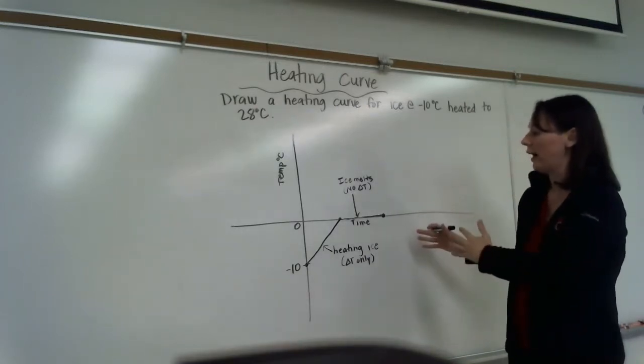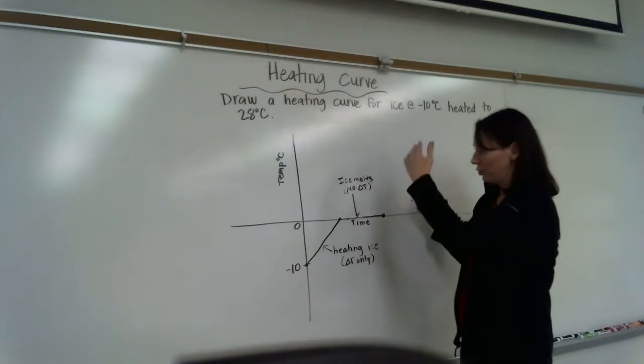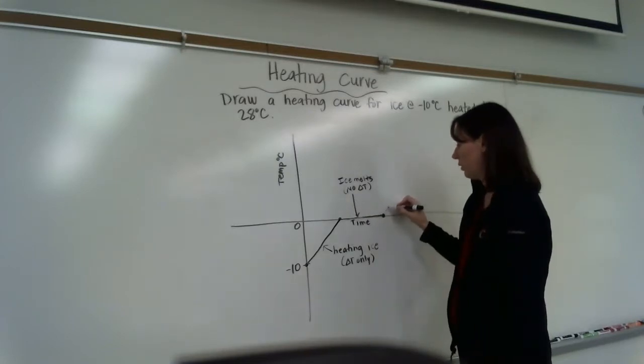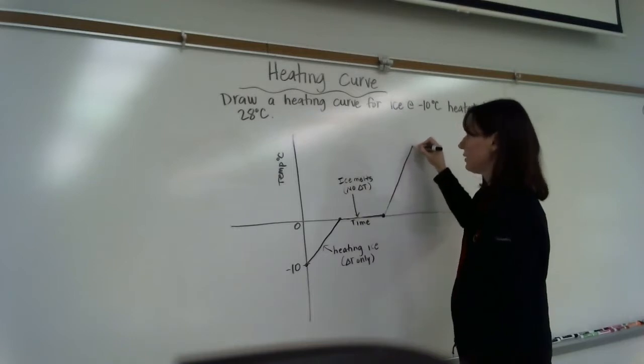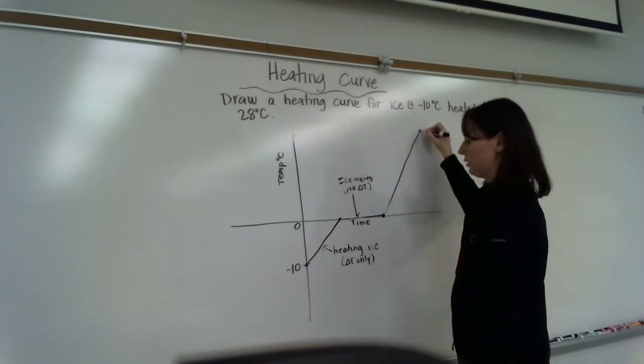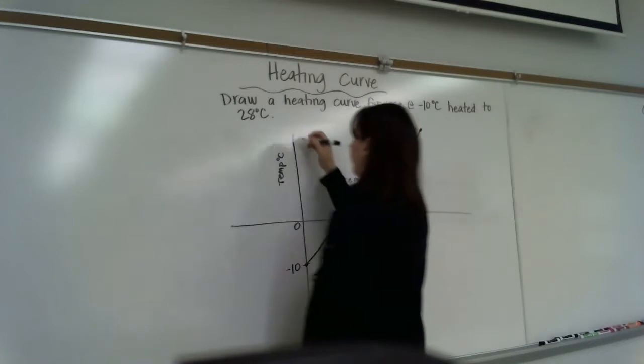Once you've melted all your ice, temperature is going to keep rising, right? 0, 1 degree, 2 degree, 3 degree, et cetera. Now at 28 degrees Celsius, that's our final temp. This is not to scale. There's our final temp.